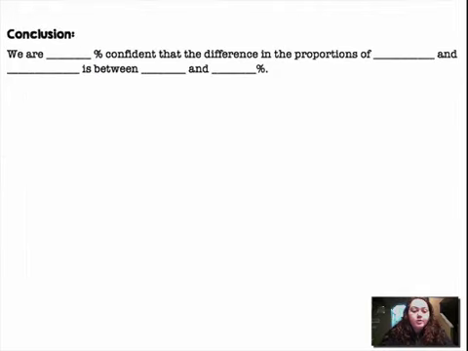Our conclusion is basically the same, a little bit different. So we are blank percent confident that the difference in the proportion of whatever it is we're talking about, and whatever else it is we're talking about, is between blank and blank percent.